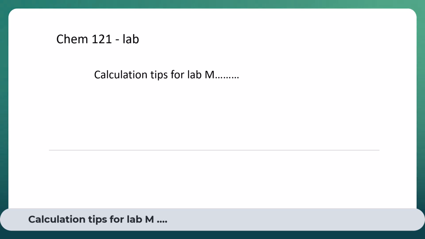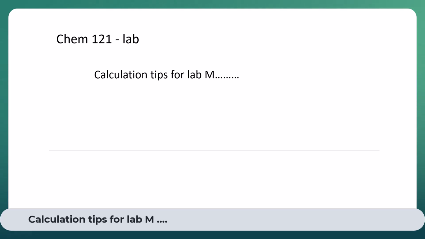So this is entitled Calculation Tips for Lab M. Now, the reason why I'm offering this is because I find that sometimes students will get off on the wrong track when they start to do these calculations. And of course, if you're on the wrong track from the get-go, then you'll not likely arrive at the correct answer in the end.